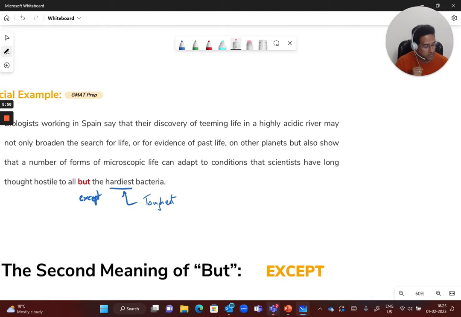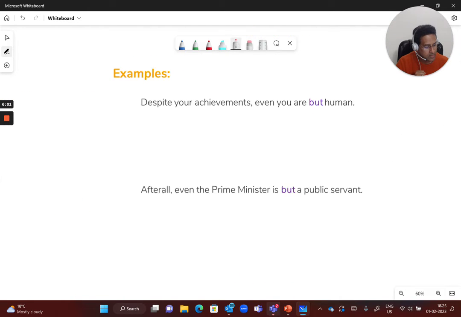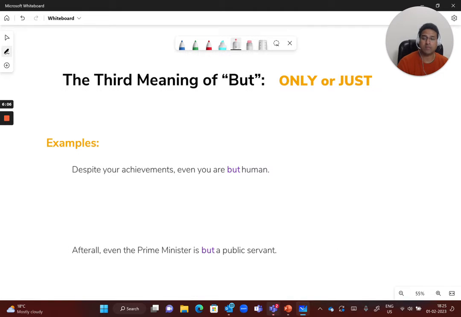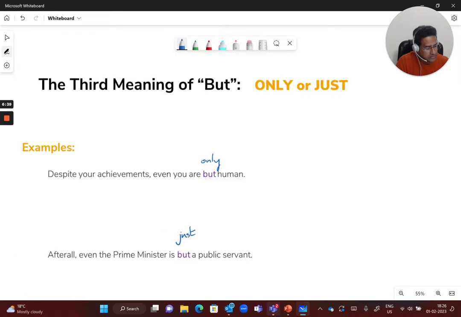Now let's look at the third meaning. Now the third meaning of but is only or just. For example, despite your achievements, even you are but human. Even you are only human. Another example, after all, even the Prime Minister is but a public servant, is just or only a public servant.